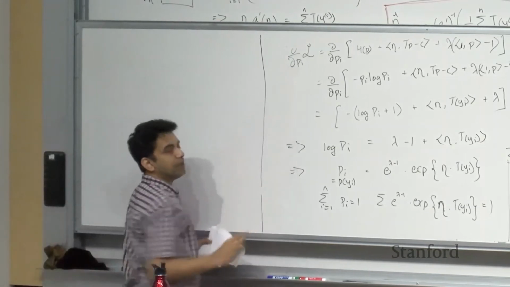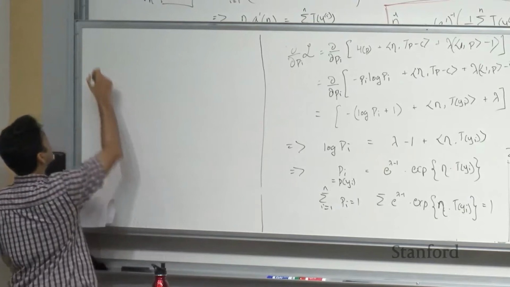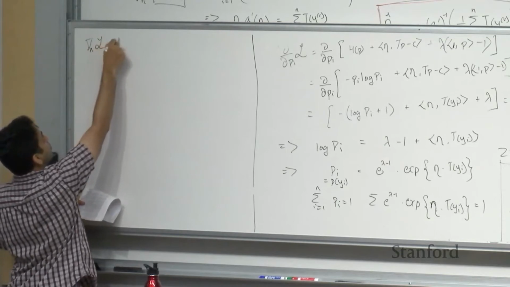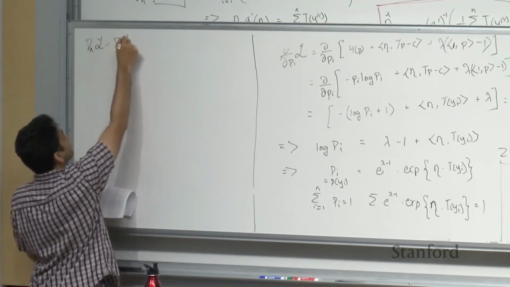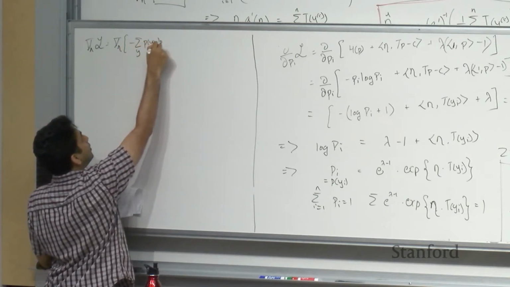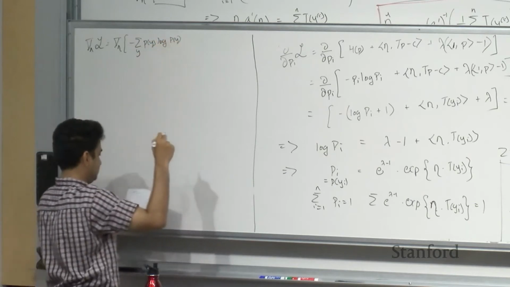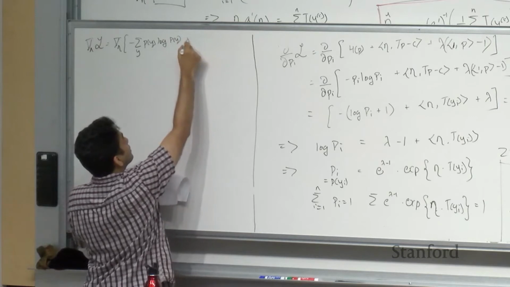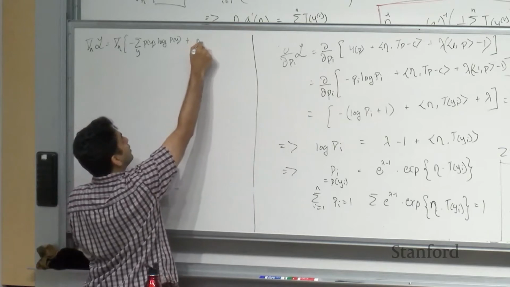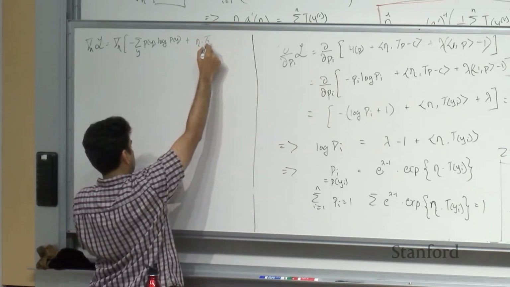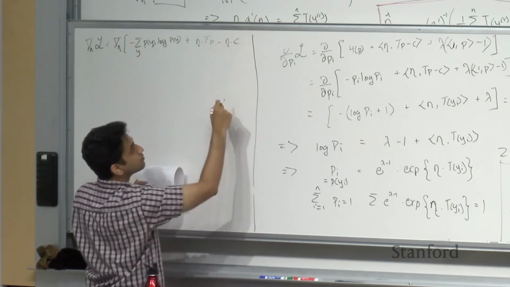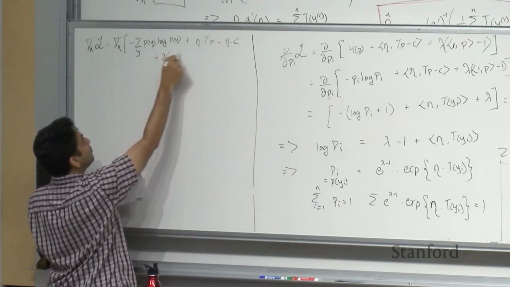So first we solved it with respect to pi. Next we will do it with respect to eta. Right? So the gradient with respect to eta of L is equal to the gradient with respect to eta of H of P, which is just minus sum over y, P of y log P of y, plus the inner product between eta times Tp minus eta times C, plus lambda of something.